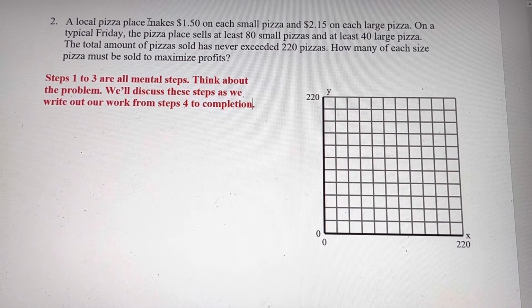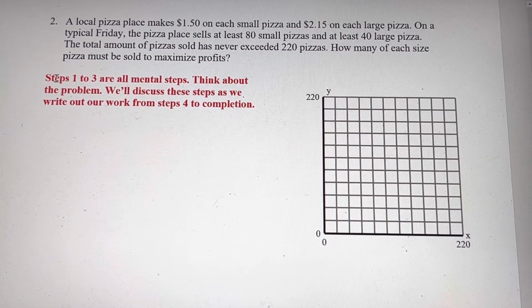So again, we've got a pizza place here. They make $1.50 for small pizzas. They make $2.15 on large pizzas. On a typical Friday, the pizza place sells at least 80 smalls and at least 40 larges, but they've never sold more than 220 pizzas. So how many of each size pizza must be sold in order for this place to maximize profits?